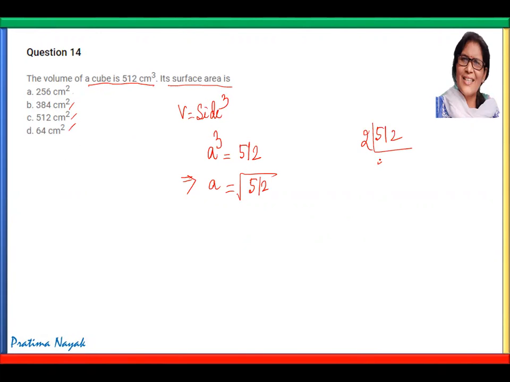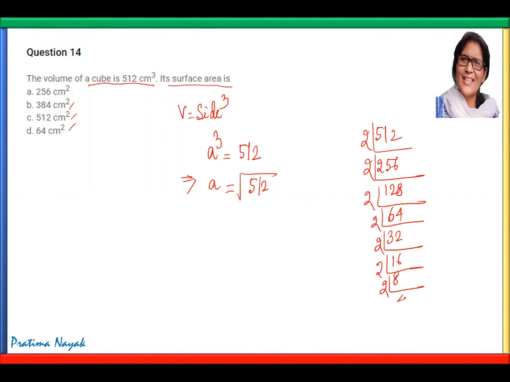For cube root you can factorize. 2 into 256 is 512, 2 into 128 is 256, 2 into 64 is 128, 2 into 32 is 64, 2 into 16 is 32, 2 into 8 is 16, 2, 4, 2. So how many 2s? Out of these 3 I'll take 1, here I'll take 1, here I'll take 1 because I'm taking cube root. So it will be 2 into 2 into 2.